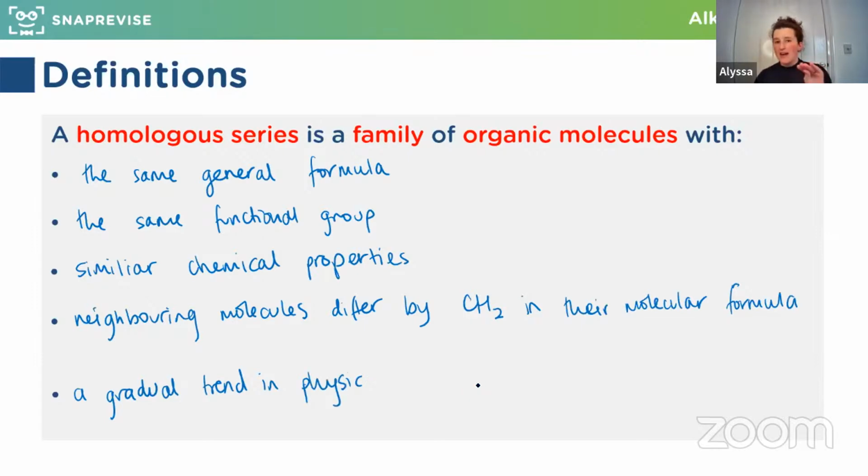Now, we don't have to know any more detail than that at GCSE, thank goodness. You just have to know that there is a gradual trend. You don't have to be able to describe the gradual trend. So that's good. Okay, lovely.